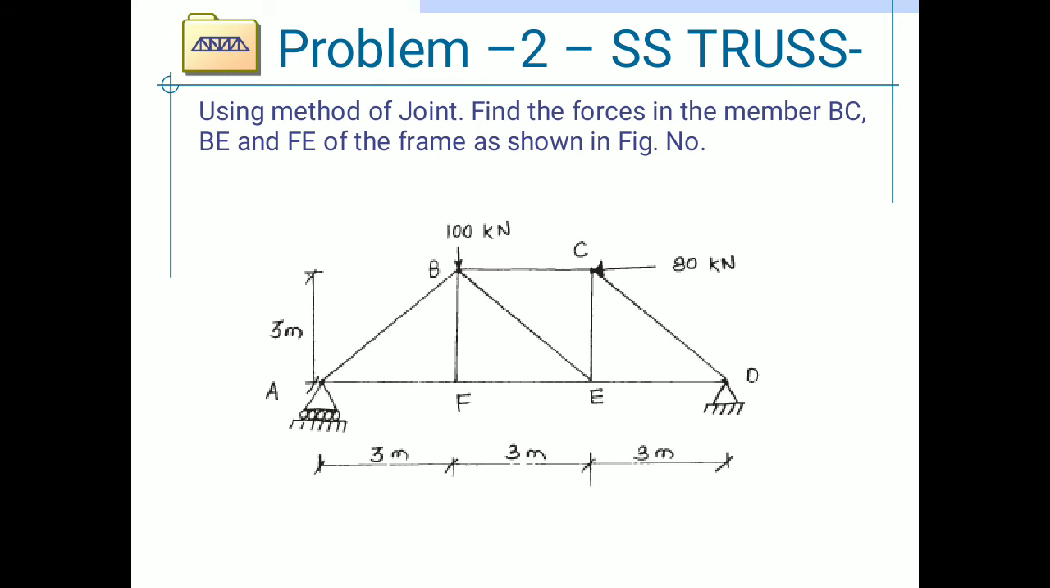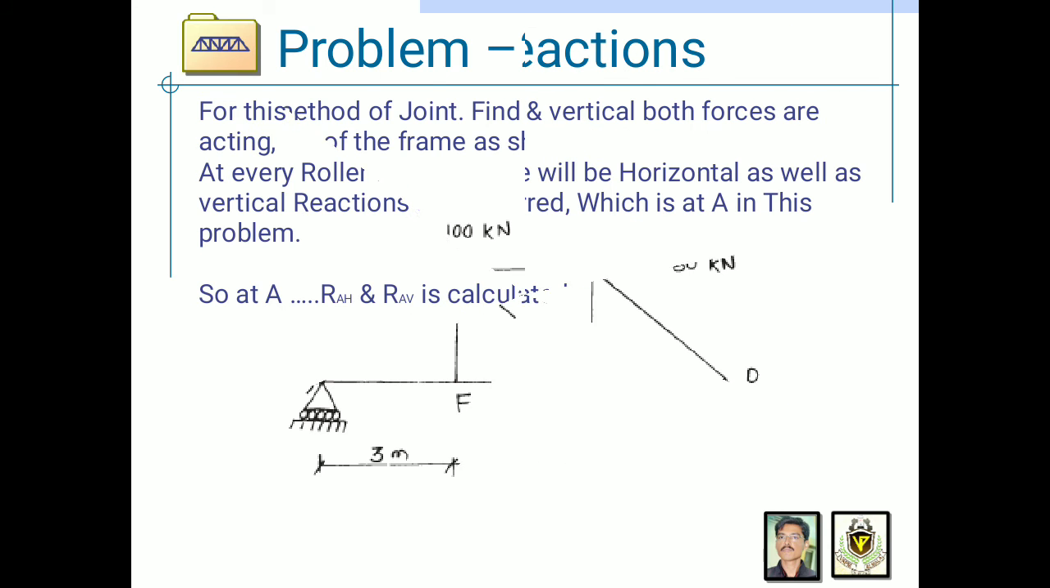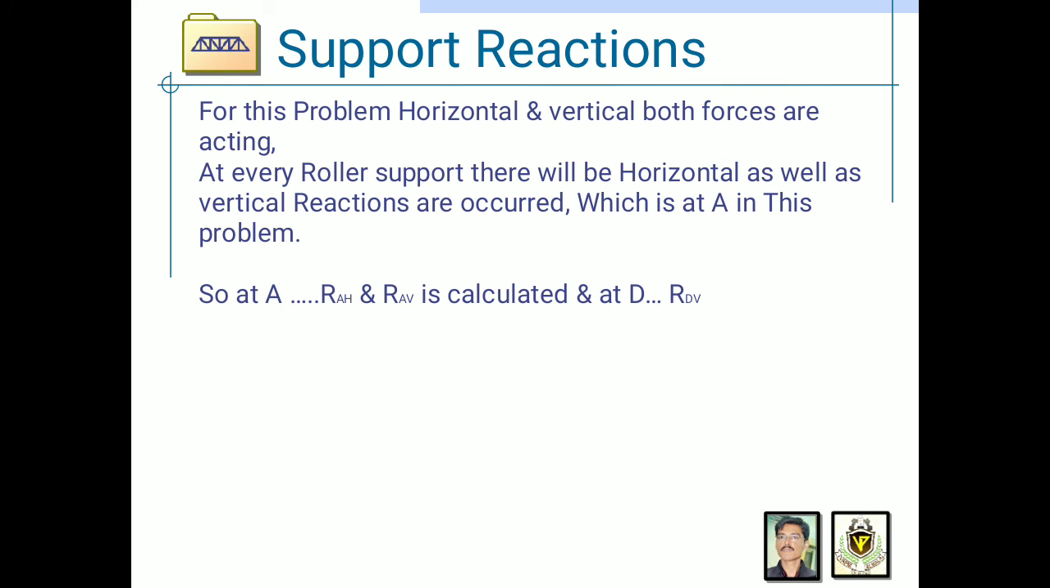The AF, FE and ED spans are all 3 meters, and the height of the truss is also 3 meters. To analyze the simply supported truss, we will first calculate the support reactions at A and D. For this problem, both horizontal and vertical forces are acting. So at the support, there will be horizontal as well as vertical reactions. In this problem, it is at A. So at A, two reactions, that is RAH and RAV, are calculated, and at D, RDV is calculated.